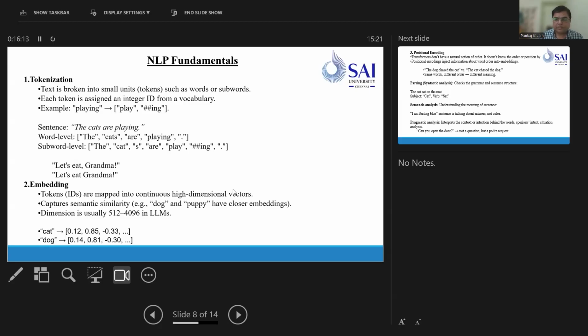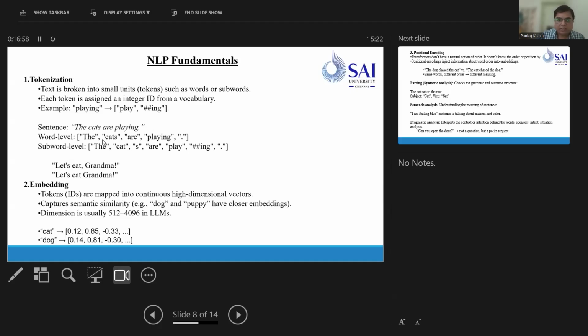So the first concept is tokenization. As you enter your text in the chatbot, it is converted into tokens. Tokens are small units. I have written one example here: The cats are playing. Because your computer does not understand what is cat or what is playing, it converts the whole sentence into small tokens. The first token is The, then cats, are, playing. So all these are tokens.